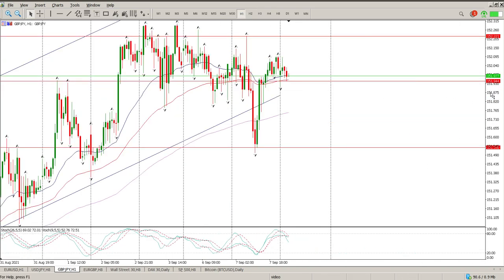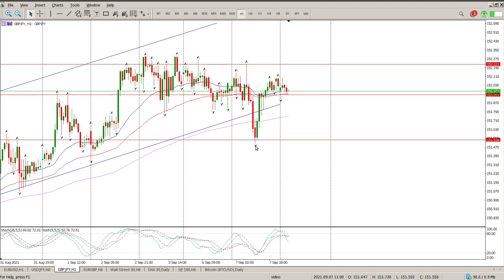So what I mean by that, you can see there's a channel. We broke the channel, so you wait for the retest before you get the confirmation of the move to the downside. The retest didn't happen. It was a fake out. Back into the channel, up onto the moving averages.